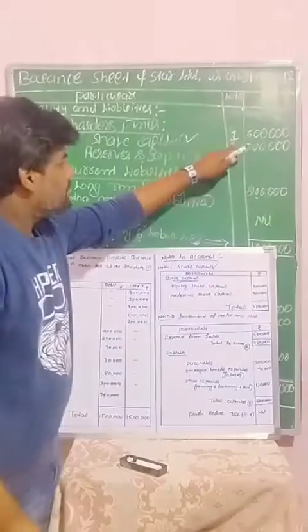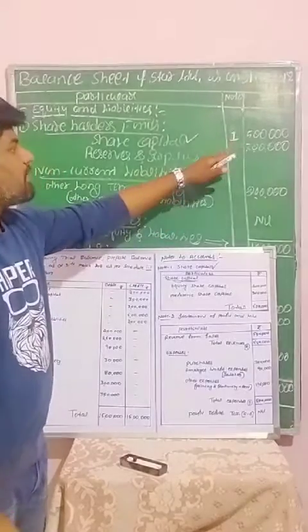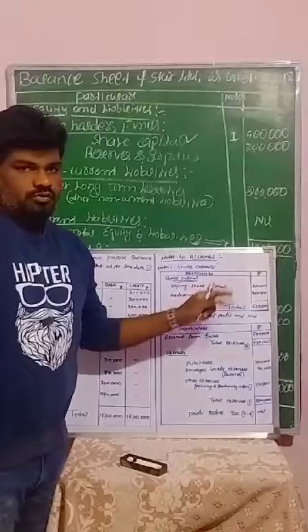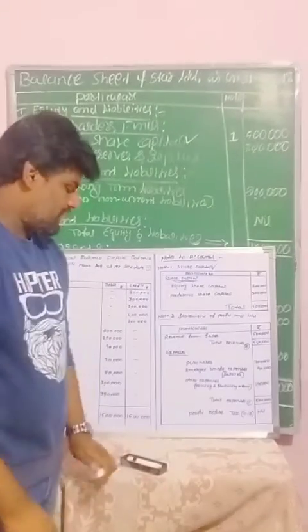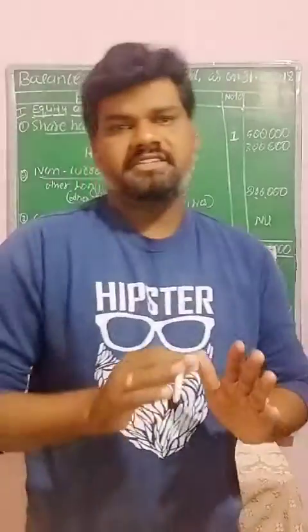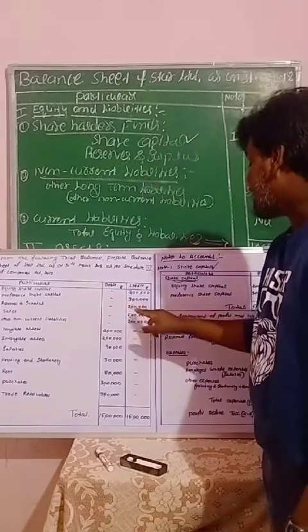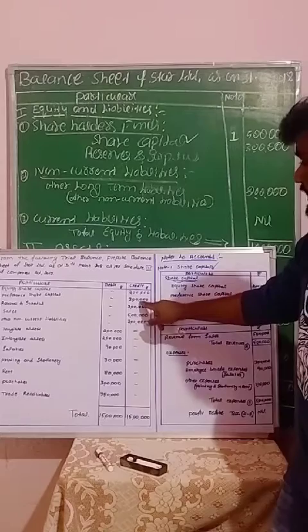So in this note number 1, it shows the complete and detailed information about these transactions, including the working notes. This is the first transaction under the shareholder funds. Under the shareholder funds, the next transaction we need to follow here is reserves and surplus. They have given 3 lakhs rupees, right?